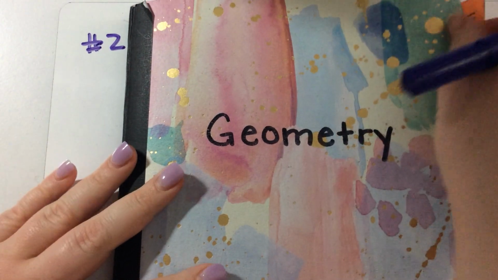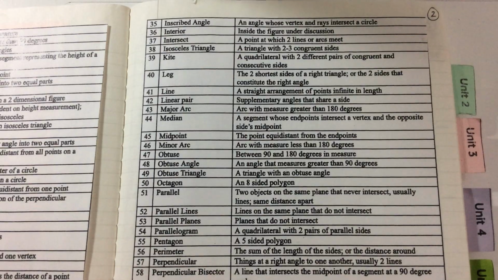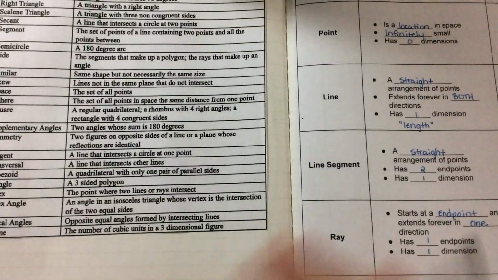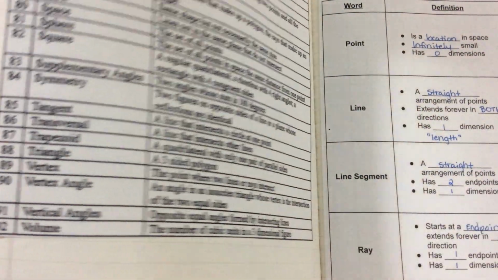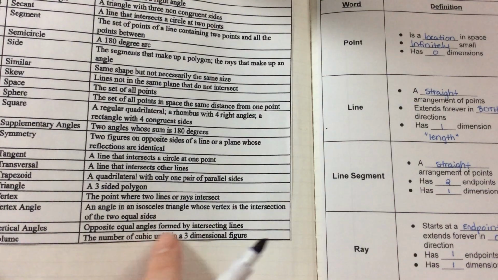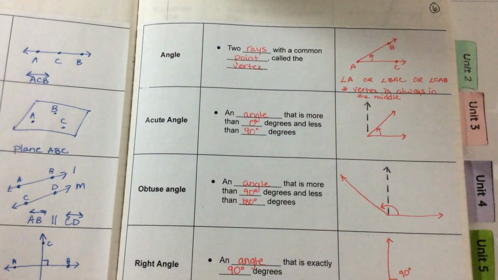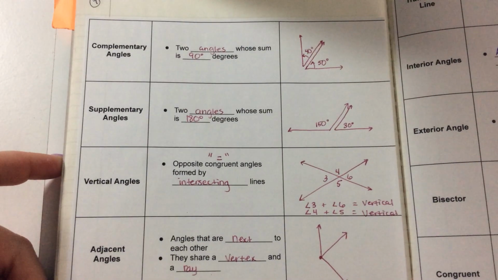So, problem number 2 says A and B are vertical angles. I'm going to take out my handy dandy geometry notebook. You can use this to find vertical angles here, or you can use these notes right here. A vertical angle is opposite equal angles formed by intersecting lines. Just to give you a visual, I had attached this page of notes.